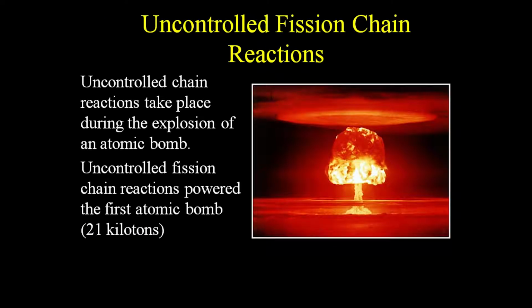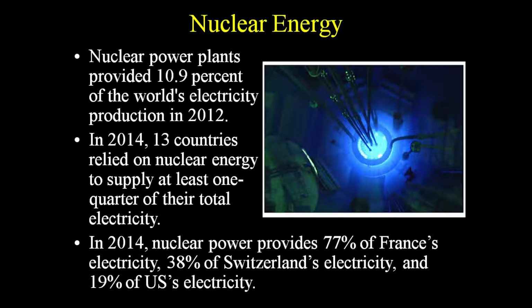Uncontrolled chain reactions take place during the explosion of an atomic bomb. Uncontrolled fission chain reactions powered the first atomic bomb, which was 21 kilotons. Let us return to controlled fission reactions in nuclear power. Nuclear power plants provided 10.9% of the world's electricity production in 2012. In 2014, 13 countries relied on nuclear energy to supply at least 1/4 of their total electricity.